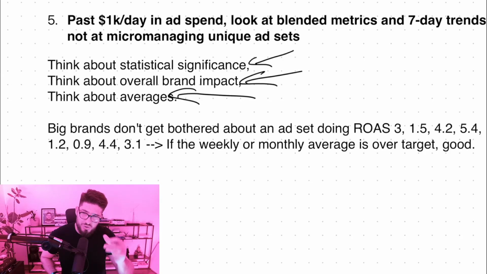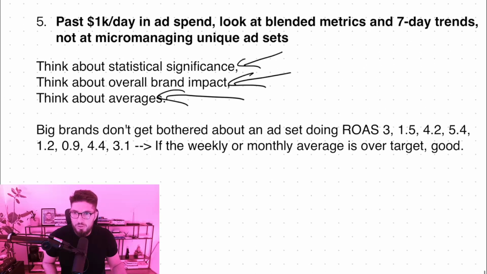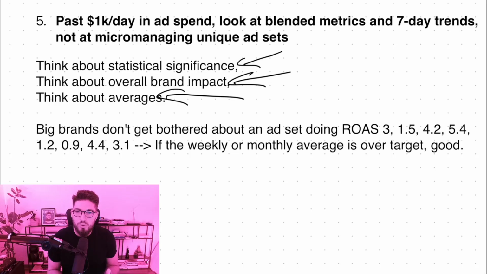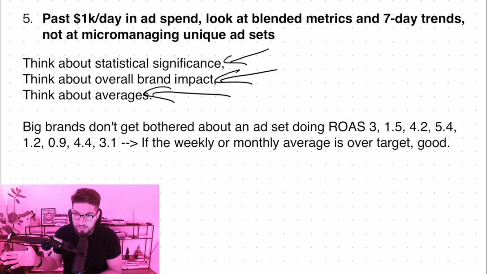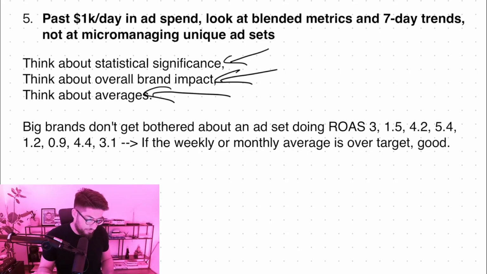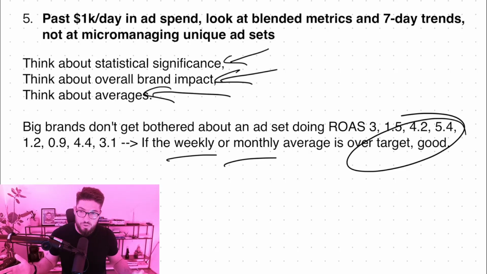And also attribution, delayed attribution. There's so many things. So in general, for you to know, big brands don't get bothered about an ad set doing ROAS today 3, tomorrow 1.5, 4.2, 5.4, 1.2, 0.9, 4.4, 3.1. It doesn't matter, because the market by itself is inconsistent. If you have 3 days in a row that are bad, get concerned. But if the weekly average or the monthly average is over target, then we're good.